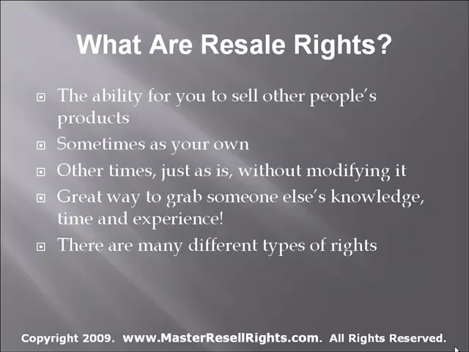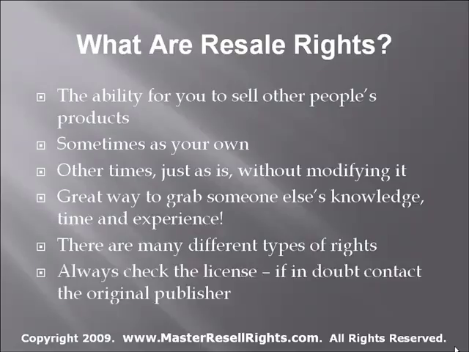Now, there are many different types of rights. We'll talk about the three main rights in a moment. But whenever you buy a resale rights product, it will typically come with a license file. The name varies, it could be called anything, but usually it has license in the title somewhere. It's normally in the root directory when you unzip the file. It's fairly obvious. Always check the license to make sure what you can do with it.